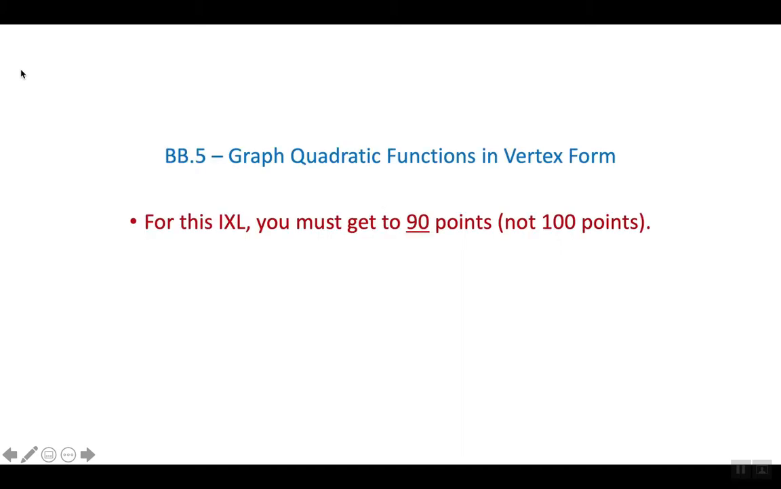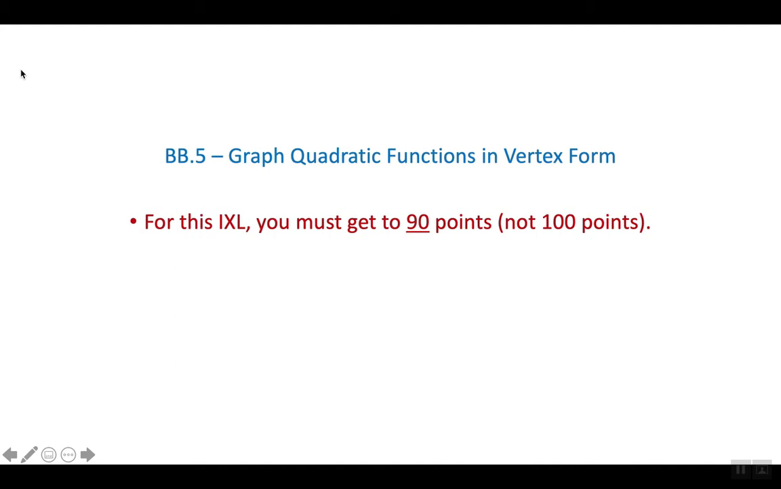Okay, for this IXL, I'm going to make an exception. You guys know I never do this, but for this IXL, you only have to get to 90 points, not 100. All right, so you get to 90 points, that'll be an A in the gradebook. That'll be 100% in the gradebook.